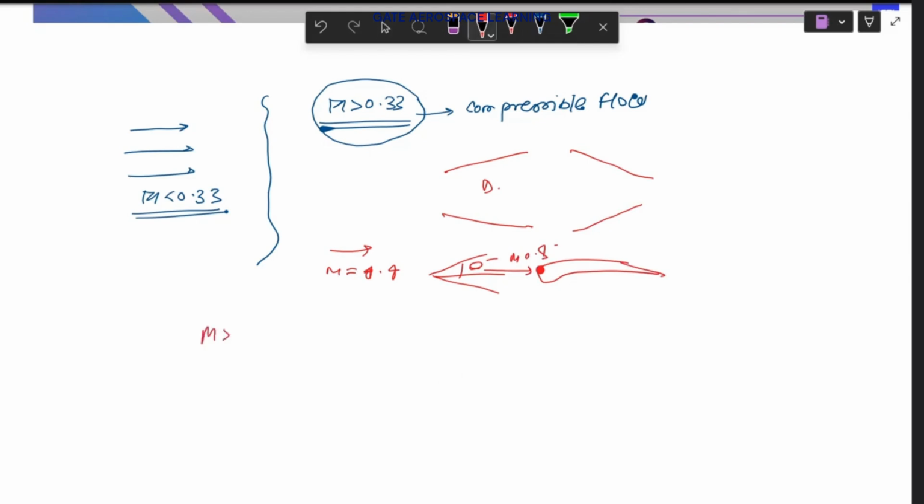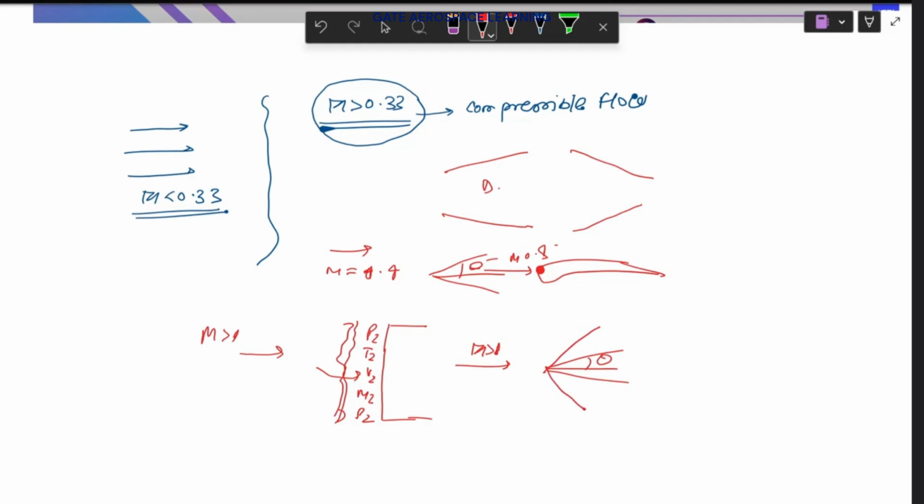Let's say the Mach number is greater than 1, and you have some obstacle. In this case, when the flow is approaching the obstacle, there will be formation of a normal shock wave. So what will happen across the normal shock wave to the pressure, temperature, velocity, Mach number or density? What if you have some wedge and a supersonic flow is approaching it? In this case, there will be formation of an oblique shock wave. So across the oblique shock wave, what is the flow feature?